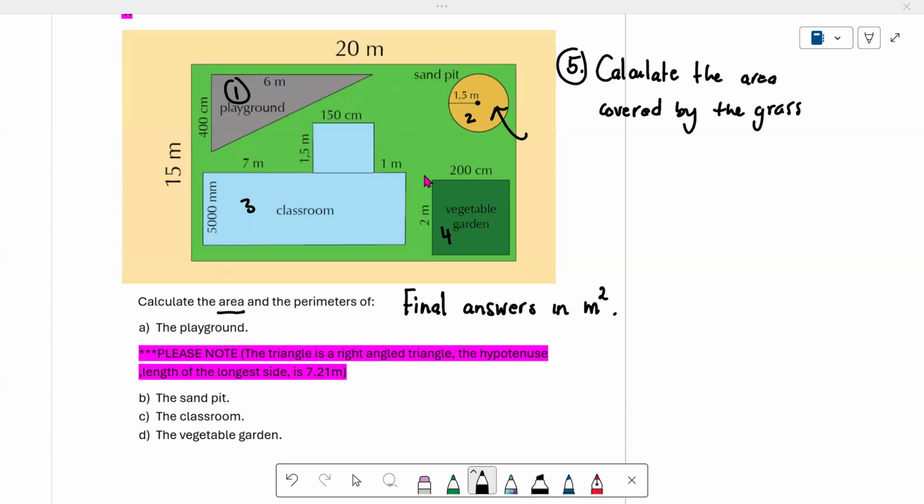Faith number 1, Lerato number 2, Tiara number 3. Then whoever wants to do number 4 can do number 4. And whoever wants to do number 5 can do number 5 for us, okay? Quickly. Remember, when you're calculating area, we're just calculating the space covered by this playground. The space that is taken up by the classroom in the school. The space that is taken up by the vegetable garden. The space that is taken up by the sandpit. Okay, so that's basically what we are trying to find out.